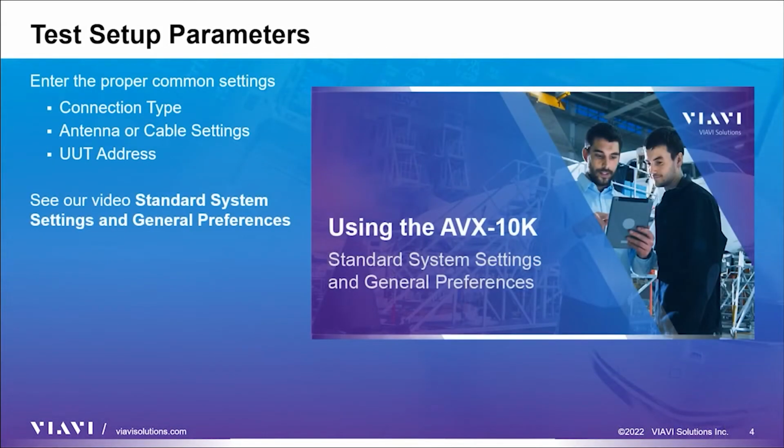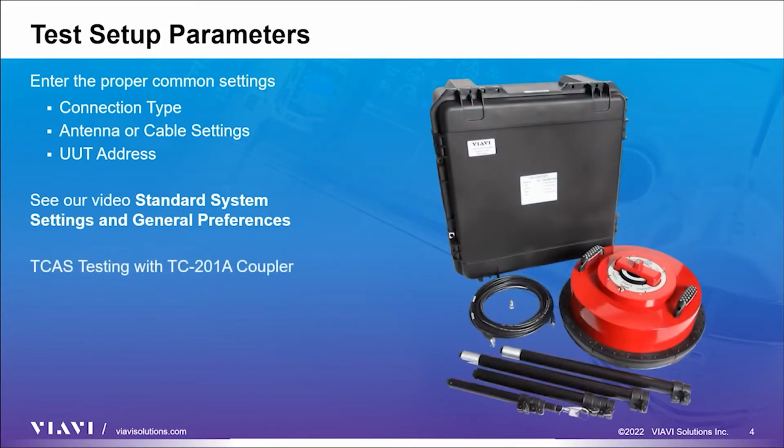Before we start our testing, let's go over the unique test setup parameters. The common test setup parameters, like test method, gain and loss settings, and UUT address have all been covered in our video titled Standard System Settings and General Preferences. Please note, when TCAS testing with the Viavi TC201A coupler, it is important to follow the documentation that comes with the TC201A coupler as it diverges from normal coupled connection settings. In this instance, the antenna port on the AVX-10K is used even when testing in the direct with coupler mode.